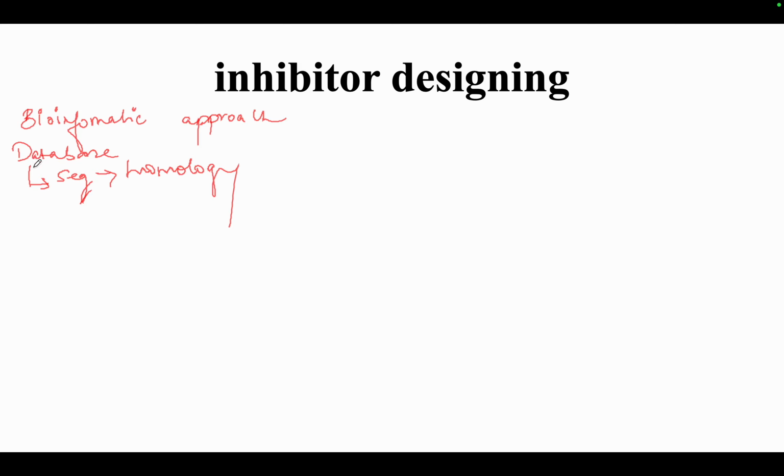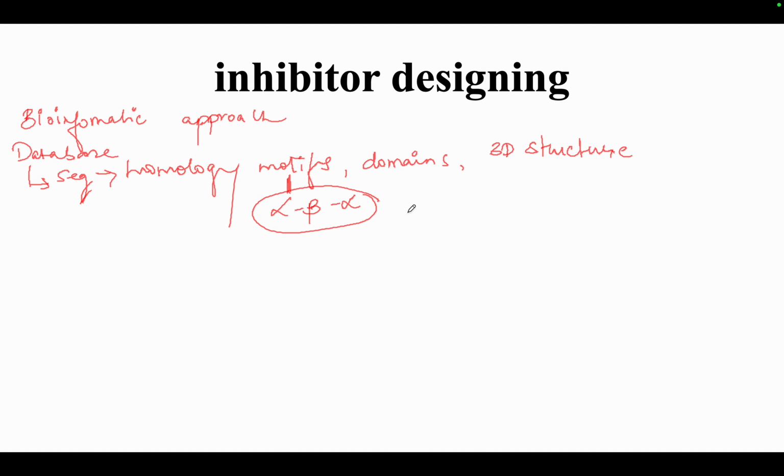So from sequences we can find homology of different motifs, domains, and also the whole 3D structure. Okay, so the active site will have some 3D motifs, like there could be an alpha beta alpha motif present in the active site. So we can find the homology between different motifs. Similarly, we can also find out different 3D structures.